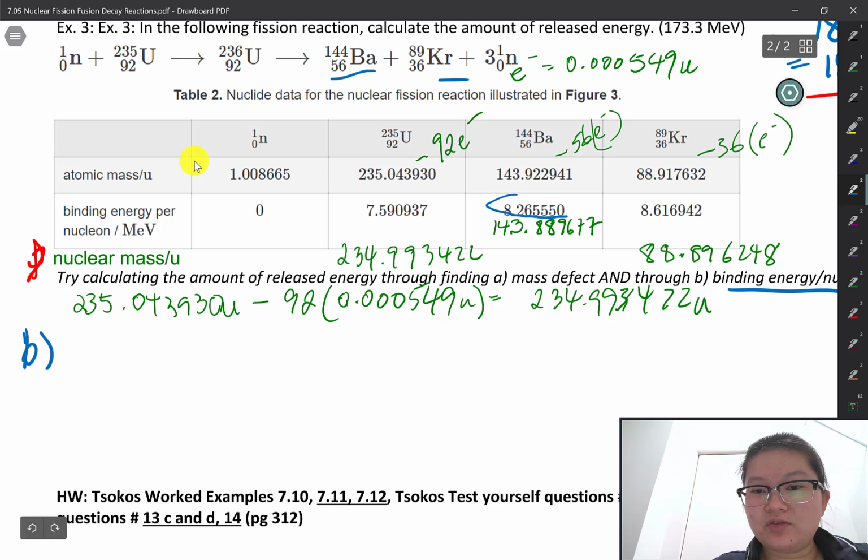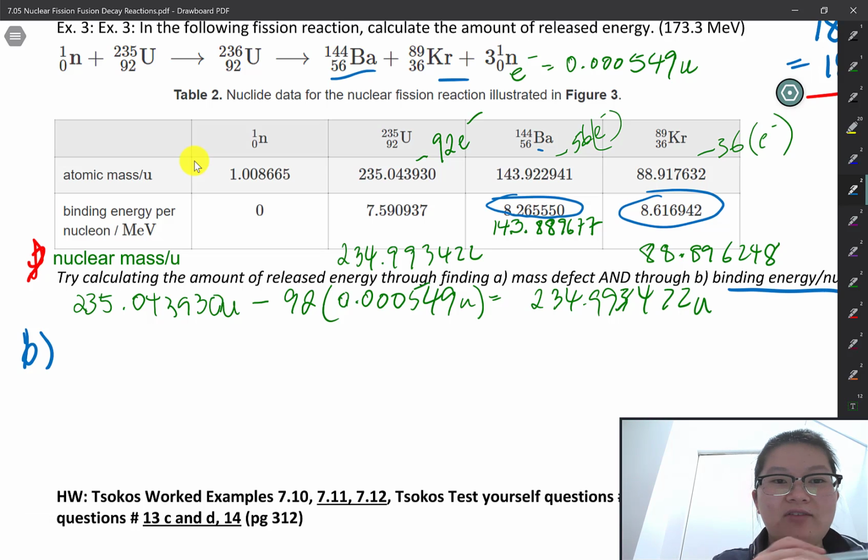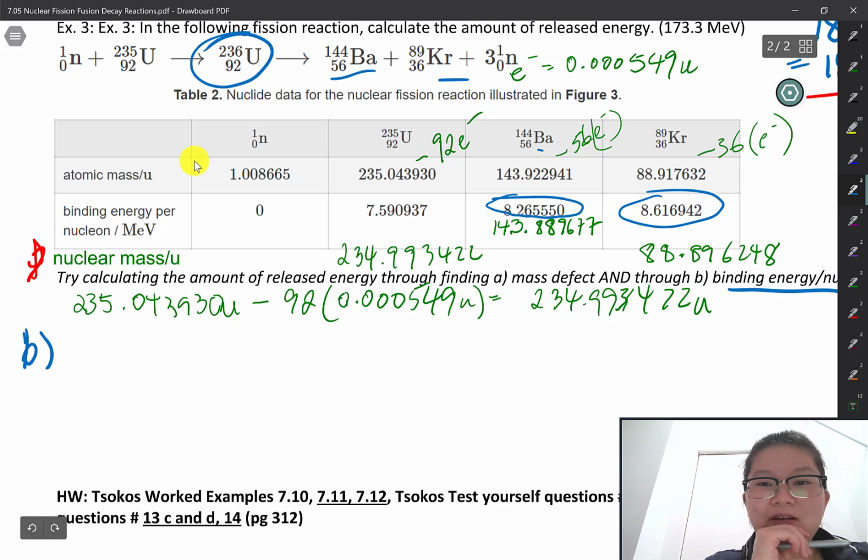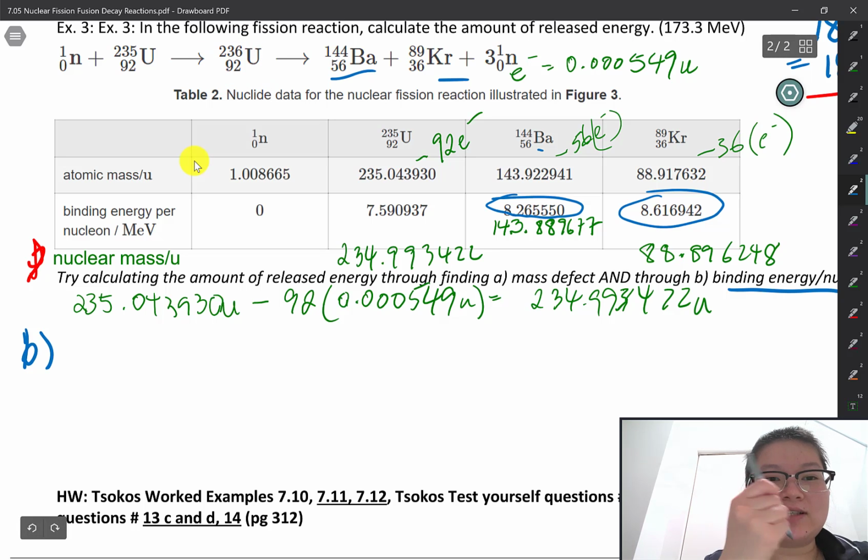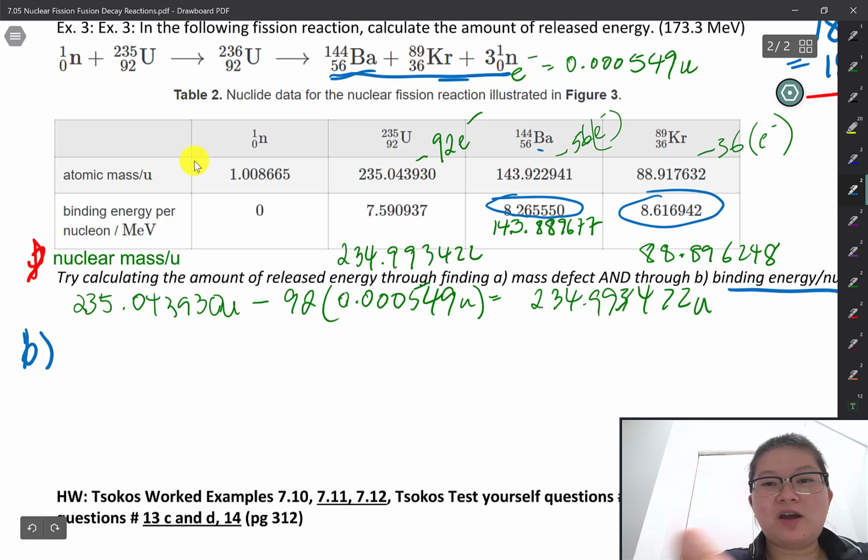So the 8.6 and this one, these two numbers multiplied by the nucleon number of barium and krypton, respectively, and subtracting that for the uranium. And it looks like I don't even, oh, okay, this almost confused me here, but this one is just an intermediate step. We don't have to worry about this. Essentially, you have this side versus that side.